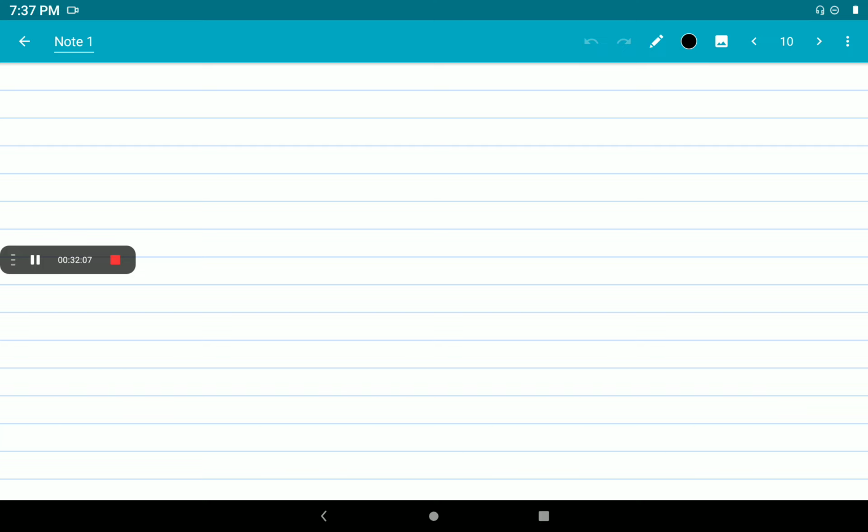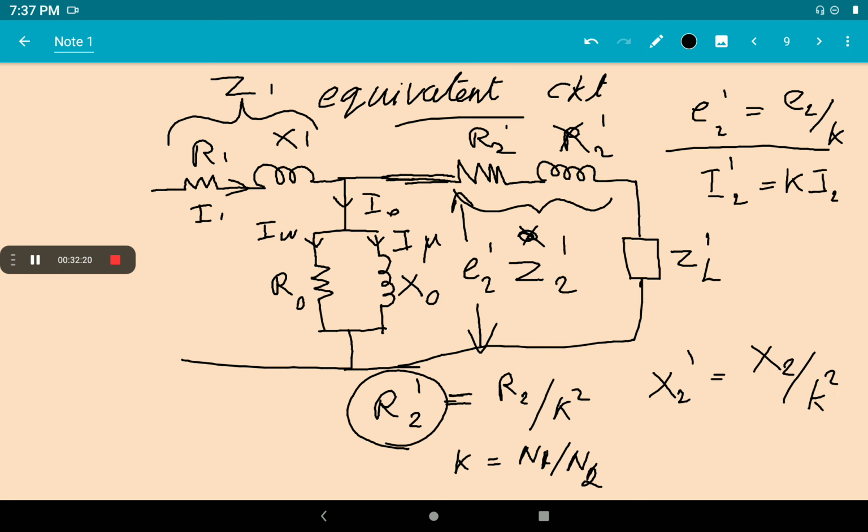These are the equivalent circuit parameters. And how can you simplify this equivalent circuit? Before that, here in the circuit diagram you can see R1 and X1 combined, which we call Z1. And what will be the total impedance of the circuit from this equivalent circuit?